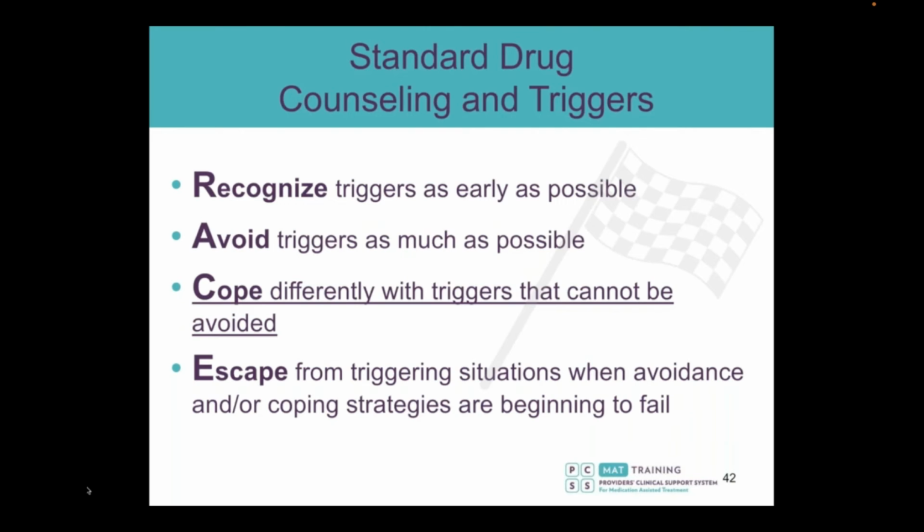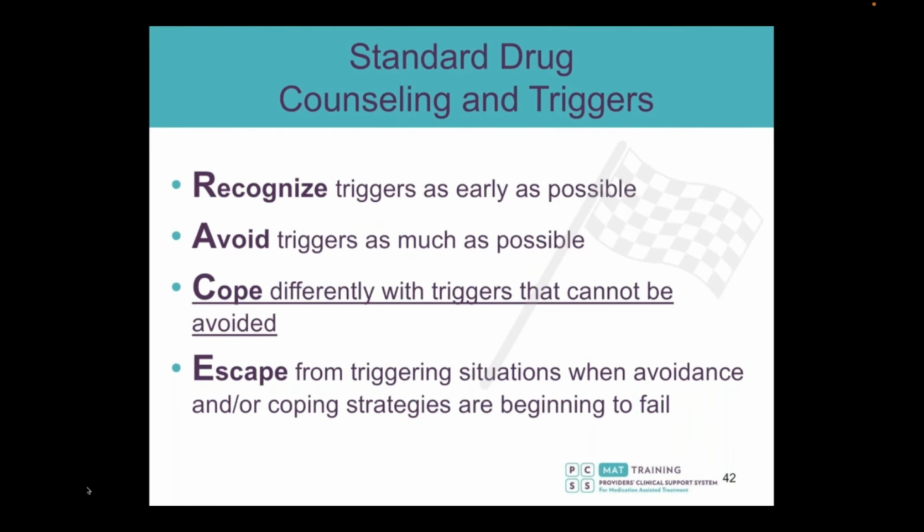But as they go through their days and weeks on this program, they should start to recognize their triggers well and as early as possible. The sooner they recognize them, the sooner they can do something about them. And the 3 main things that we would advise patients to do with these triggers is avoid them, cope differently with them, or escape from them. And as you see, the A for avoid makes up the second letter in our acronym, the C in cope makes up the third, and the E in escape makes up the fourth.